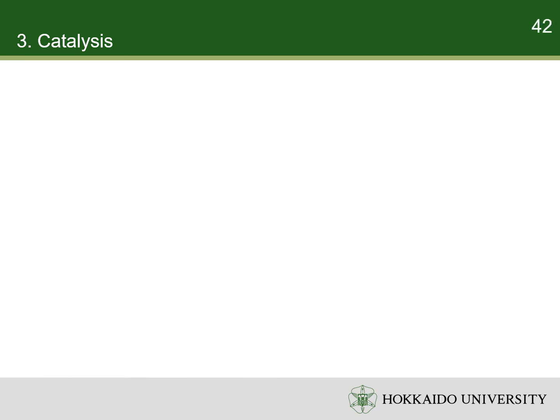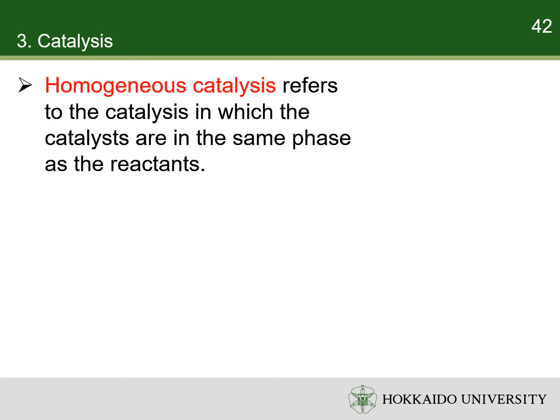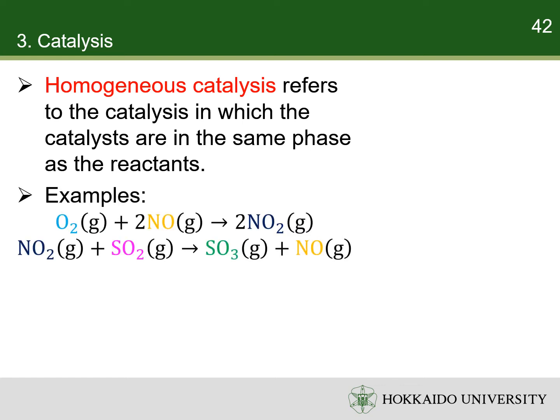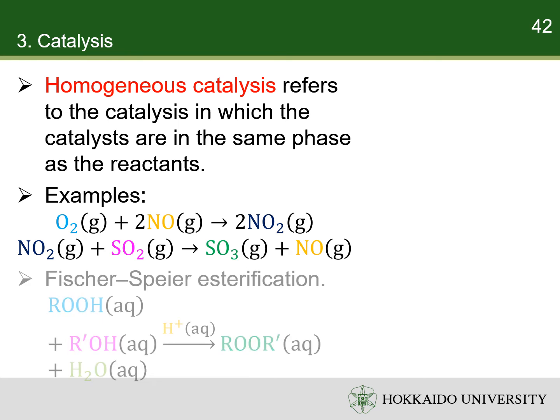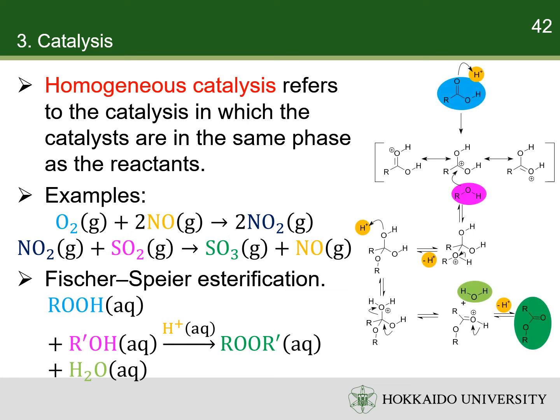Catalysis can be classified as homogeneous and heterogeneous types. In homogeneous catalysis, only one phase is involved. That is, the reactants, catalysts and products are uniformly mixed in a dispersion such as a gas or a solution. For example, the oxidation of sulfur dioxide by oxygen can be catalyzed by nitrogen monoxide. All of them are in gas phase. In another example, Fischer-Speier esterification takes place in acidic aqueous solution. The catalyst is proton.